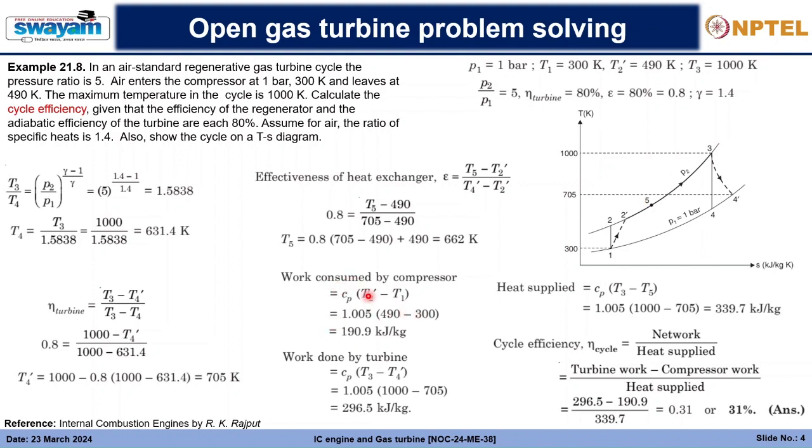We cannot use Cv because we are calculating the enthalpy difference, not the internal energy difference, right? So in that case, we have to use Cp. If it would have been internal energy difference, we would have used Cv, specific heat at constant volume. And if the combustion process here from 5 to 3 would have been at constant volume like that of the Otto cycle, then we would have used the value Cv, but now we only have to use the value Cp.